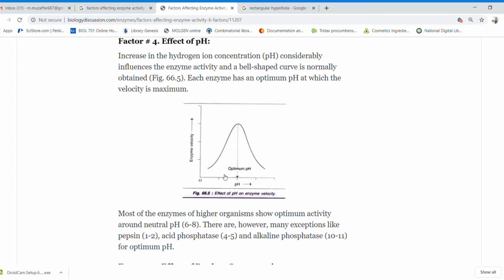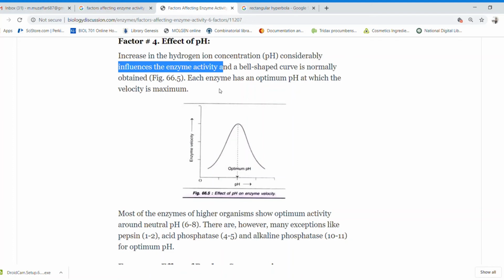And you can see in the graph, as the pH level is increasing, the enzyme velocity is also increasing up to a certain point, that is the neutral point at 7. Further increasing the pH leads to a decrease in enzyme velocity. This could be because in acidic condition the enzyme is getting activated, whereas in basic condition, that is in alkaline condition, the enzyme is getting deactivated. So you can see a change in hydrogen ion concentration influences the enzyme activity, and we get a bell-shaped curve.